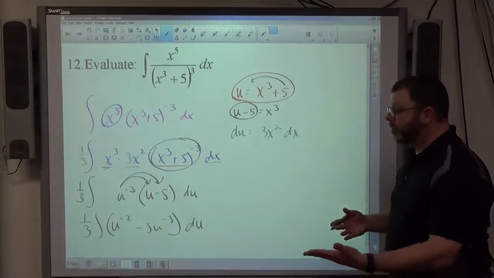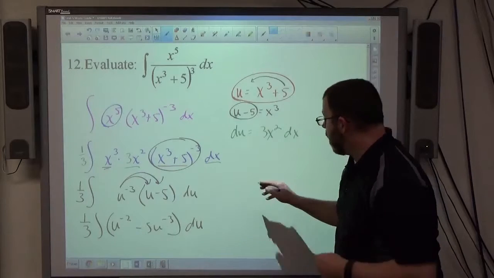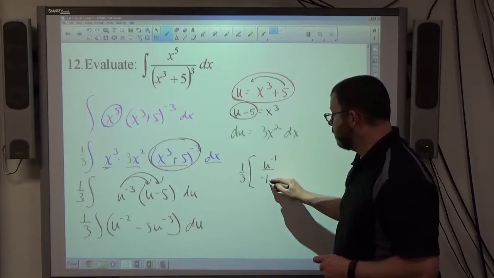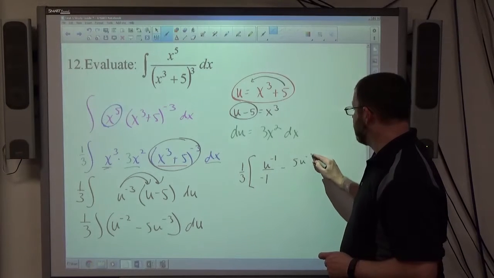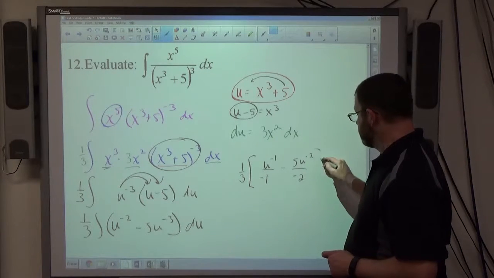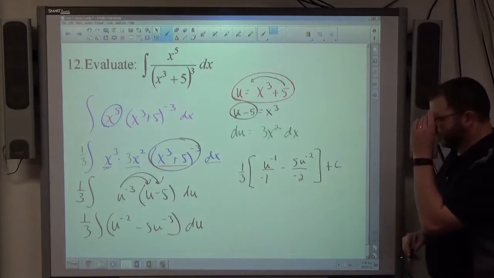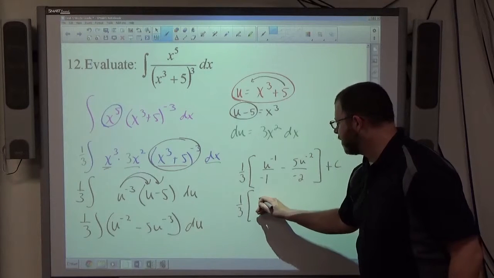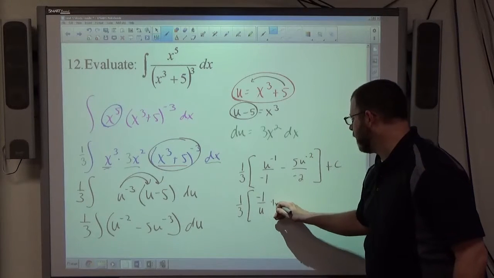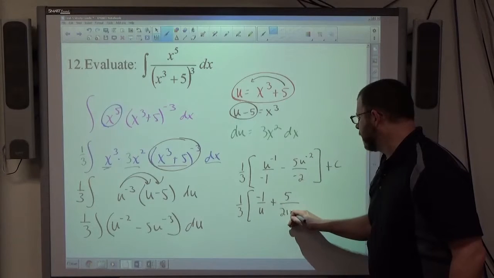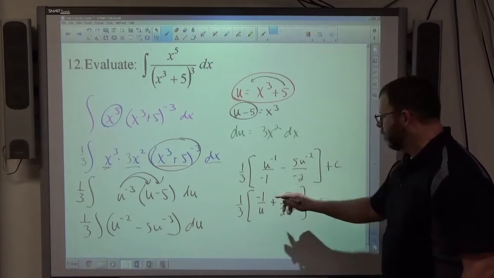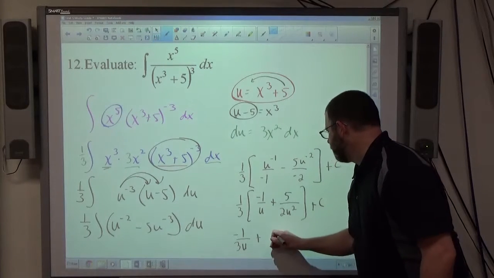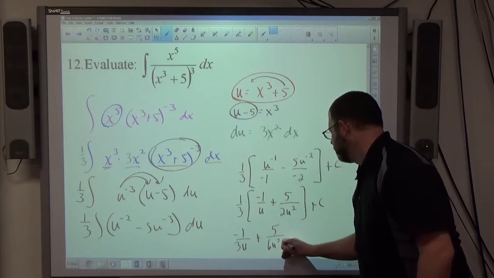So, what's left to do now is to integrate this thing. So, I'm doing calculus. So, u to the -1st over -1 minus 5u to the -2nd over -2 plus my constant. If I beautify this up, make it look a little nicer, this is -1 over u. This is going to be plus 5 over 2u squared. Distribute the 1/3 through, I get -1 over 3u plus 5 over 6u squared plus c.